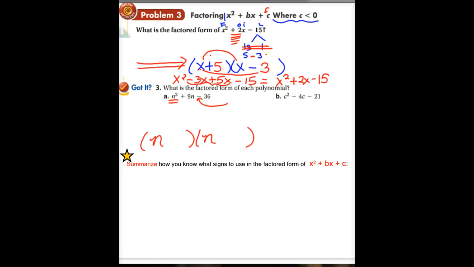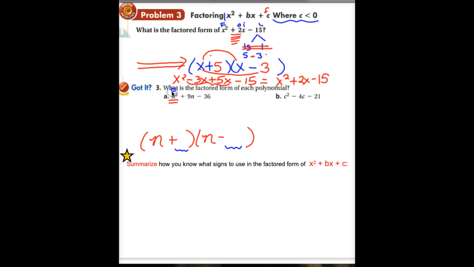Because I'm multiplying to equal a negative, I can't do this, because that'll give me a positive when I multiply. Can't do that either, because that's going to give me a positive when I multiply. It means I need one positive and one negative in my factored form. Now I just need to decide what numbers go in these last slots.